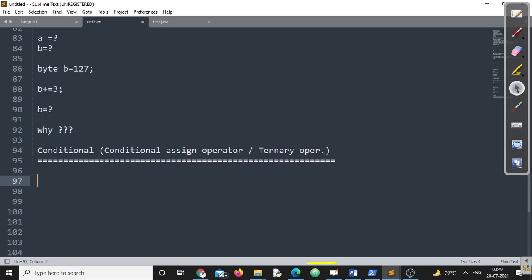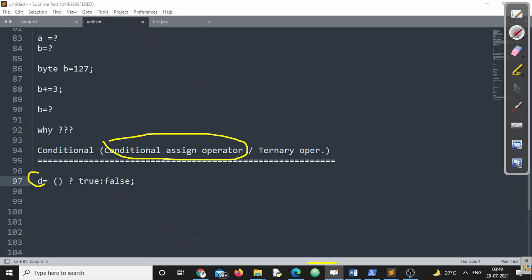The operator says the first part needs to be enclosed within parentheses, which is called the condition, then the true value followed by the false value, right? What it will do, suppose I am writing D equals this. So this is called the conditional assignment operator. What does that mean? The value of D will be either this one or this one, depending upon the condition. If the condition gives a true value, this particular value will be assigned. If it gives a false value, the other value will be assigned. That's why this is called the conditional assignment operator.